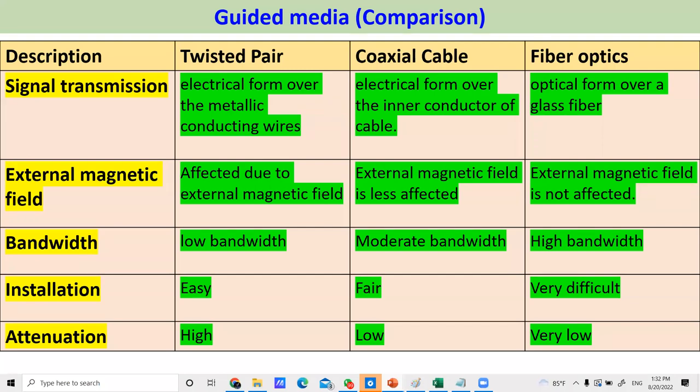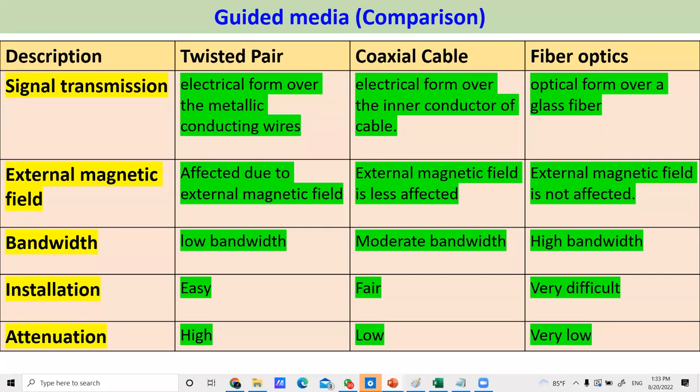Signal transmission to send the data: twisted pair uses metallic conducting wire, coaxial cable uses inner conductor, fiber optics uses glass fiber. Like that, the second description is regarding the external magnetic field. How is each affected by the external magnetic field? Twisted pair is affected due to the external magnetic field.